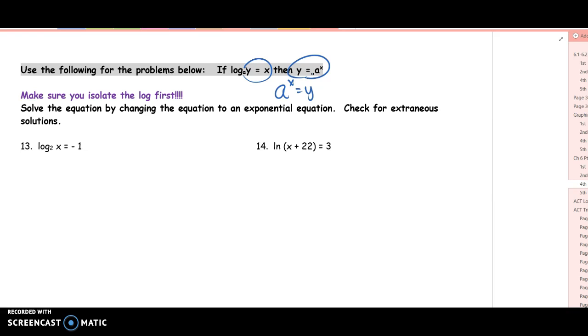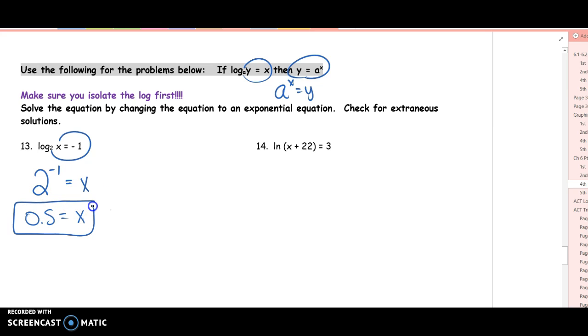So number 13. X is currently stuck inside the log. There's nothing added or subtracted after the log. There's nothing multiplied in front of the log. So what we need to do is the log ride. Change forms. Start with your 2. 2 raised to the negative 1 equals x. By changing forms, it gets that x out of the log and allows you to evaluate whatever else is in the equation. 2 raised to the negative 1 is 0.5. So 0.5 equals x.